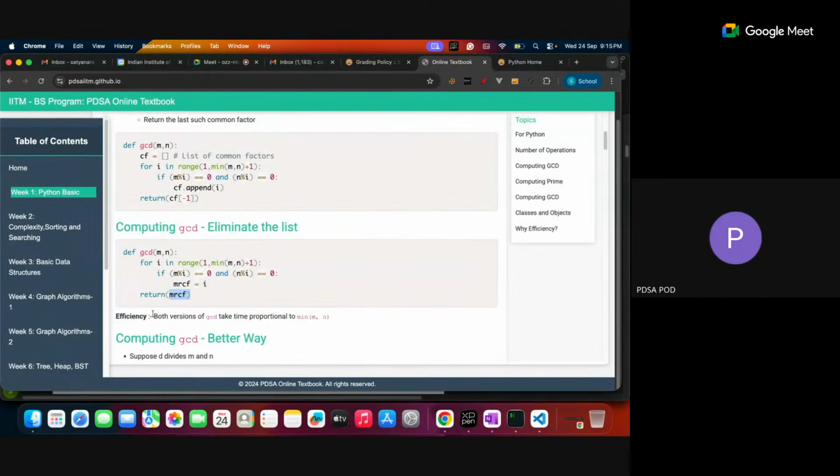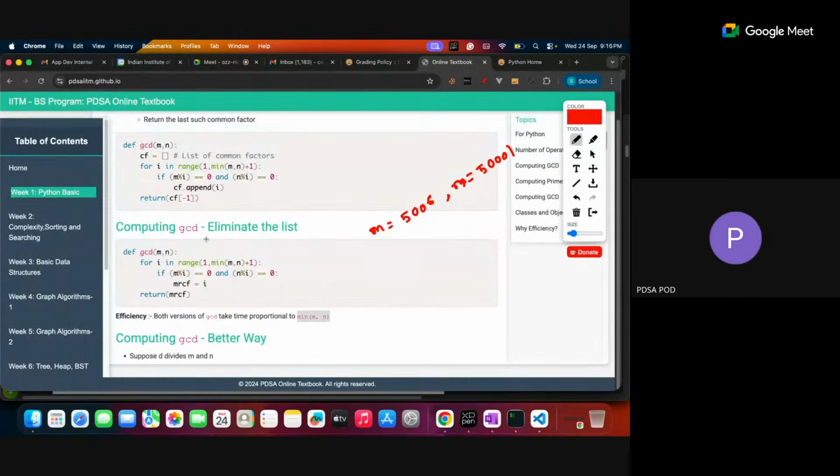Now the important thing here is efficiency, which they are talking about. Both versions, either the first version or the second version, time is not improved. The time is proportional to minimum of m and n. For example, if my m is 5006 and my n is 5001, the minimum is 5001. So this particular iteration has to run minimum of m and n, that means 5001 times, right? Is it right? Yes, sir. So either version, you can reduce space by eliminating the list in the second version, but time complexity is not efficient. So let's go for some better way.